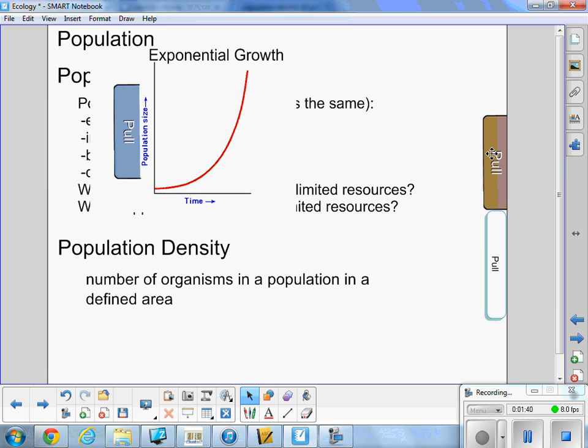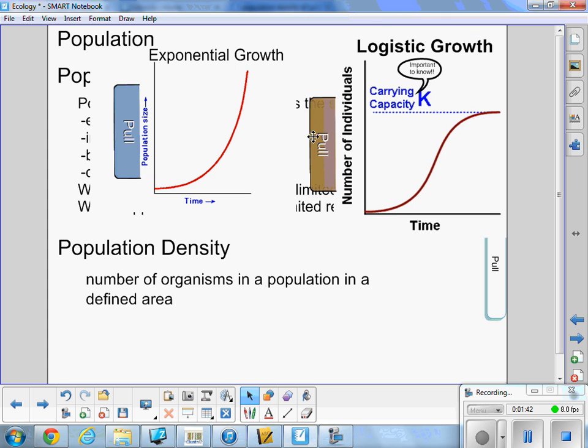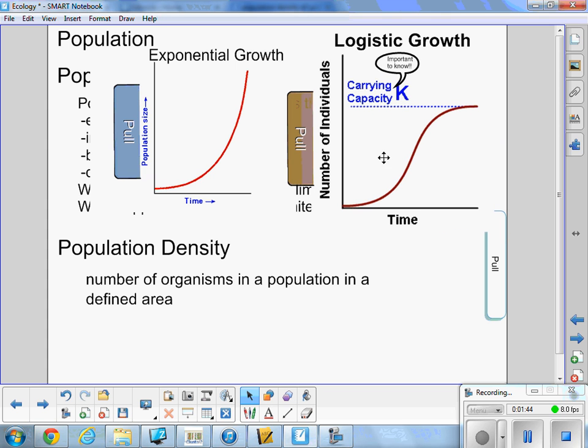Now let's compare that to what we call logistic growth. Logistic growth occurs when our population size increases, and many times that's going to be exponentially. But then we get close to this thing called carrying capacity, which we use K to represent. It's very important to note that at some point in time, all populations will reach carrying capacity. It could be that the space is not available for more organisms to live, and so there's competition for living space.